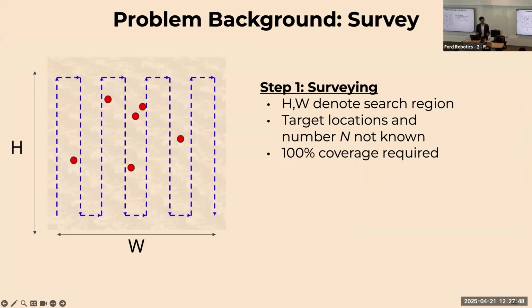During the surveying stage, we consider a region that is specified by height and width. The number of targets in the region is not known, and the locations are not known either. 100% coverage of the search region is required, so that we don't miss any objects accidentally.